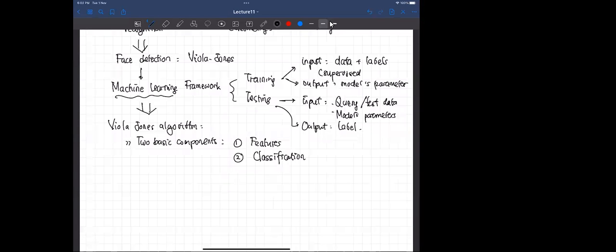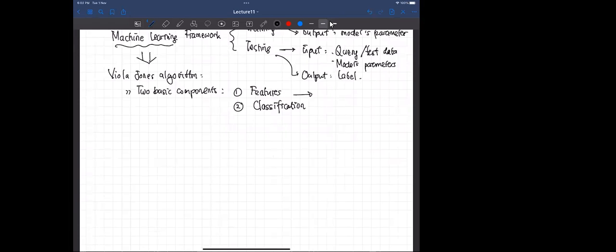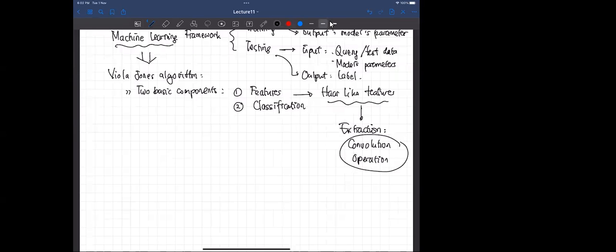Okay. In the features here, what kind of features do we use for Viola-Jones? Haar-like features. And in the feature extraction, what is the most important process in extracting features? It's the convolution operation. Okay, so that is how we get the features.